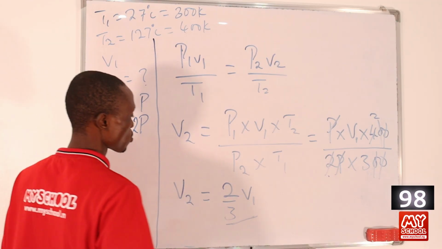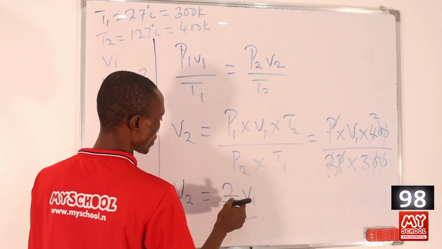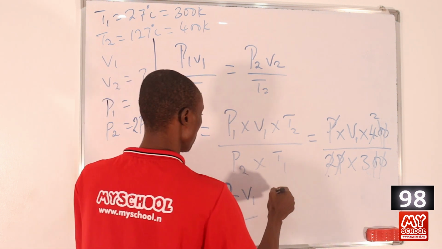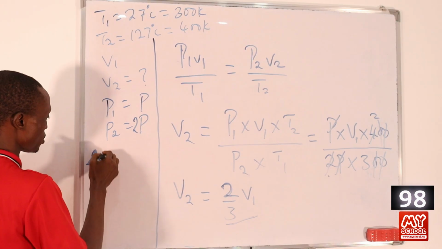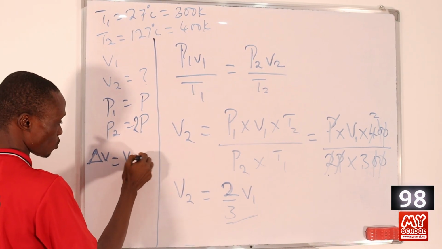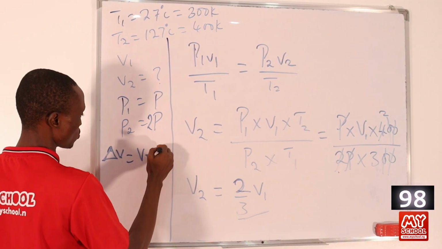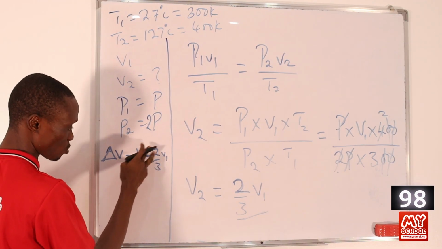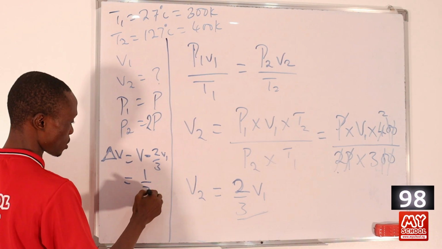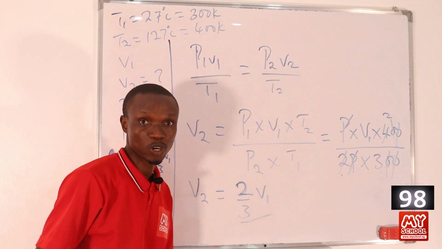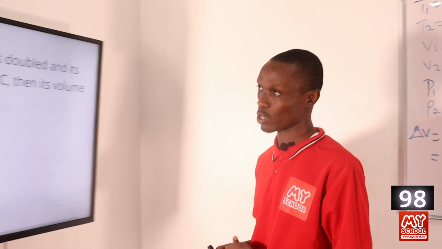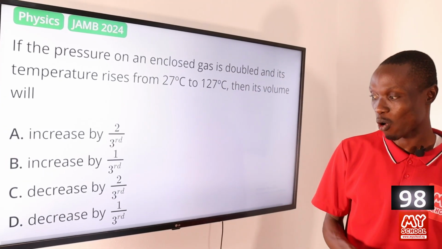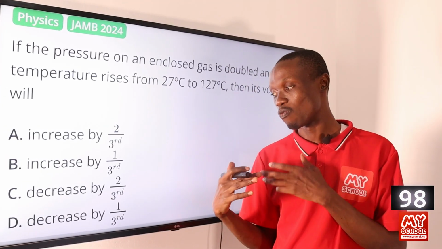So now we actually want to get the change in volume. The change in V will be equal to V1 minus our V2, which is 2 over 3 V1. If we solve this little fraction here, we'll have 1 over 3 V1. So let's move over to the screen to pick the correct answer to this question, and that is option D, decrease by 1/3 of the initial volume.